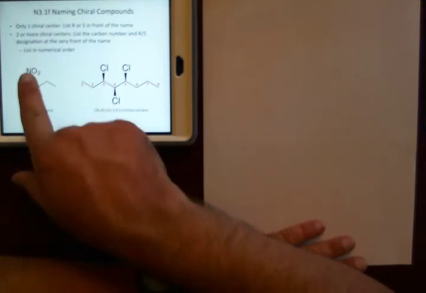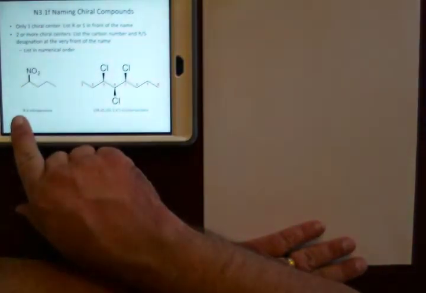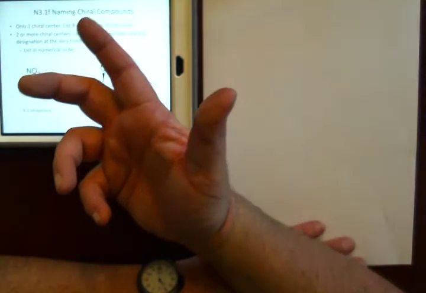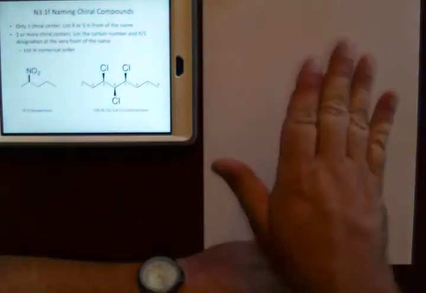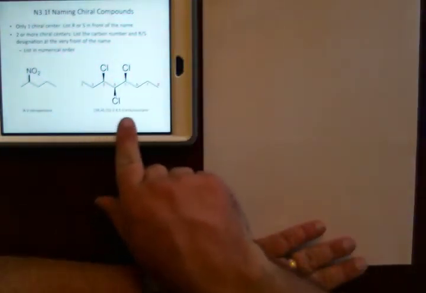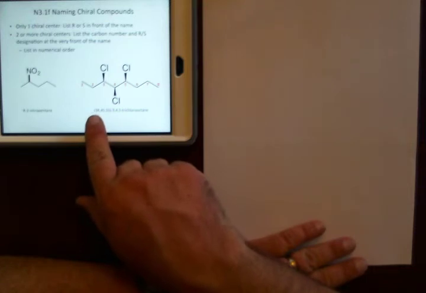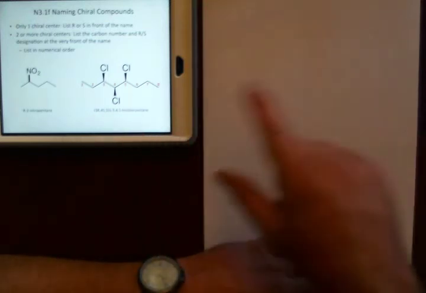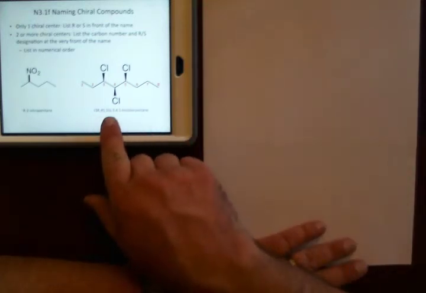Okay, so for here, there's only the one stereocenter, so it ends up being just R, because that's the only place it could be. Right here, you have to list which one is which. You list them in numerical order: 3R, 4S, 5S.